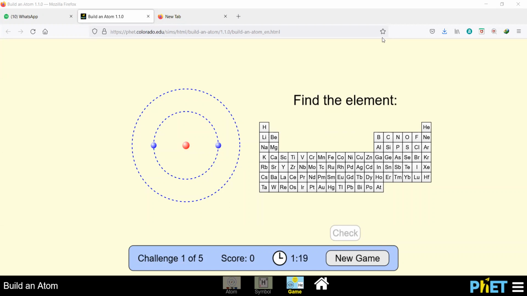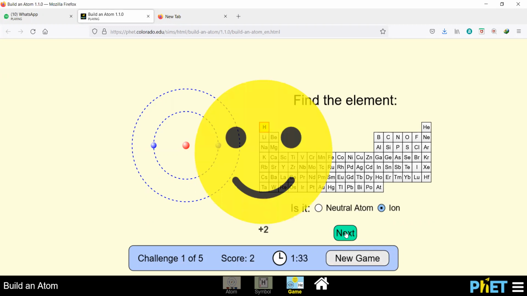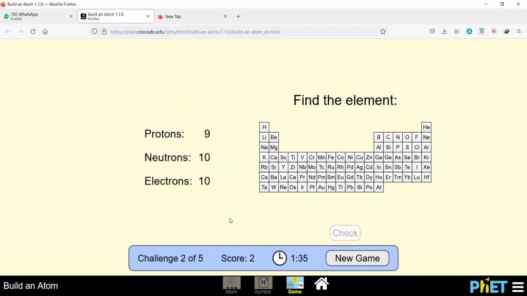It has 1 electron. Can you locate it? Hydrogen, H, the first energy level. Is it a neutral atom or an ion? Ion. That's it. Okay. Nice. Protons 9, electrons 10.